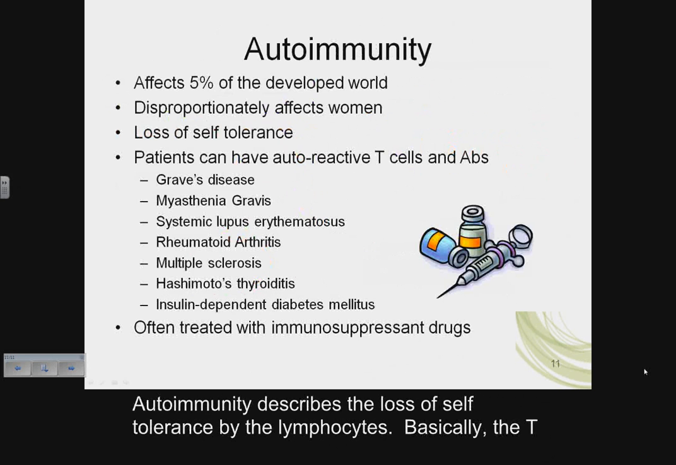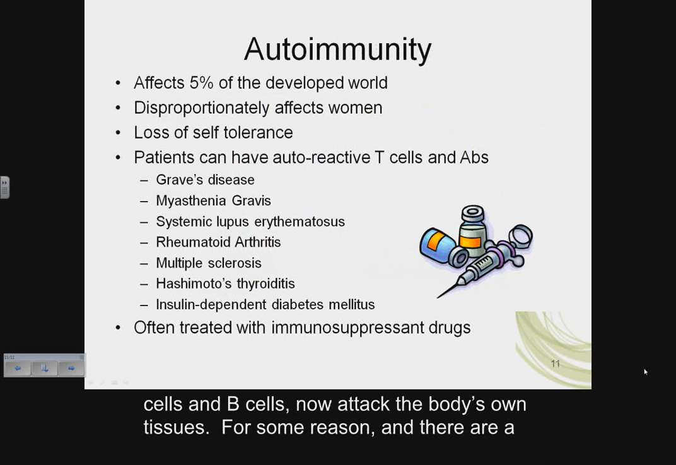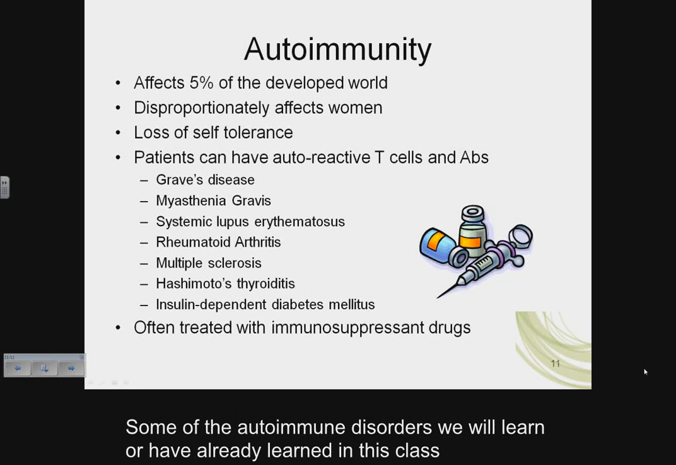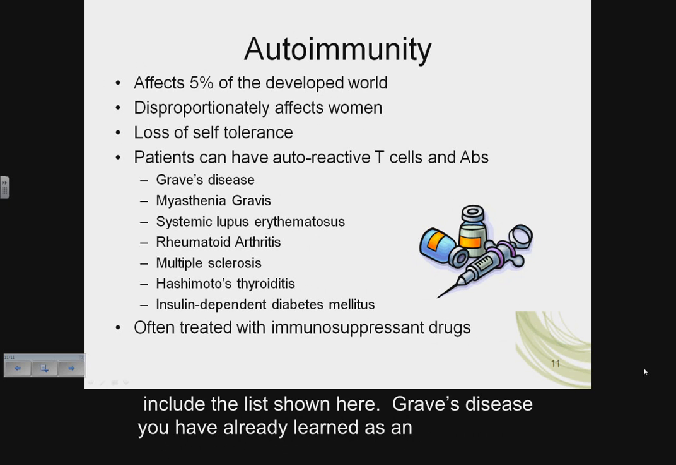Autoimmunity describes the loss of self-tolerance by the lymphocytes. Basically, the T cells and B cells now attack the body's own tissues. For some reason, and there are a few theories as to why, women are more afflicted with autoimmune disorders than men. Some of the autoimmune disorders we will learn or have already learned in this class include the list shown here.